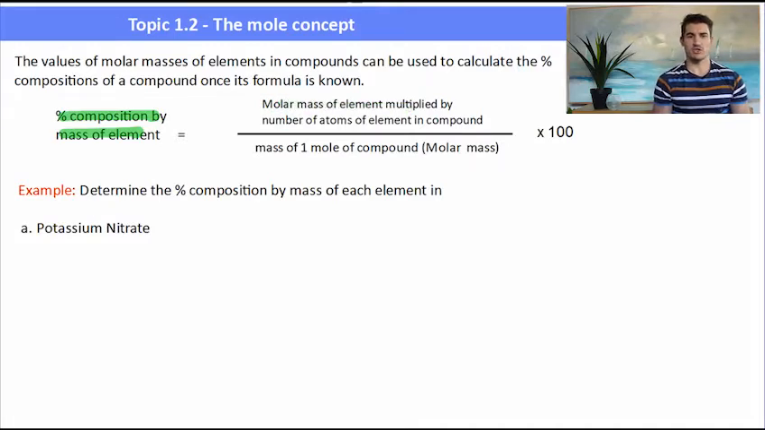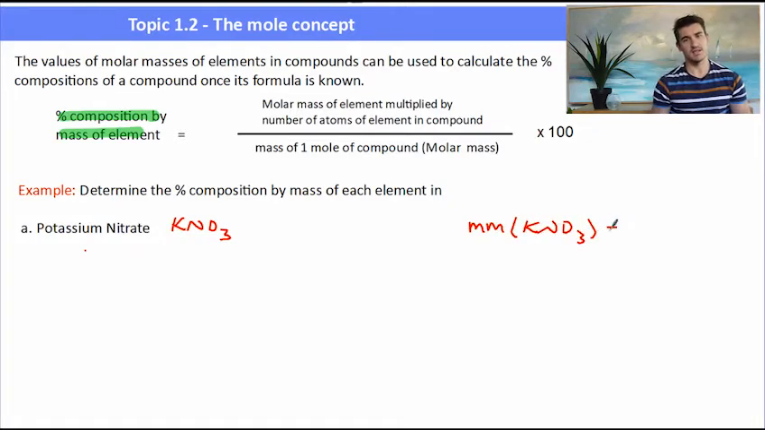So if we wanted to determine the percentage composition of all of the elements in potassium nitrate, then the first thing we need to do is work out the molar mass of potassium nitrate. So we need to know the mass of potassium plus the mass of nitrogen plus 3 times the mass of oxygen, which gives us 101.11 grams per mole.